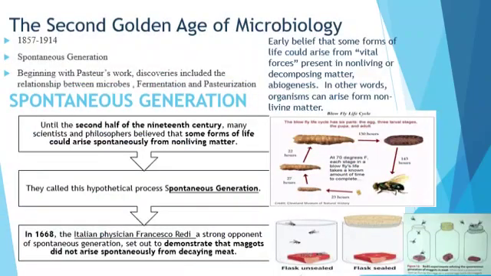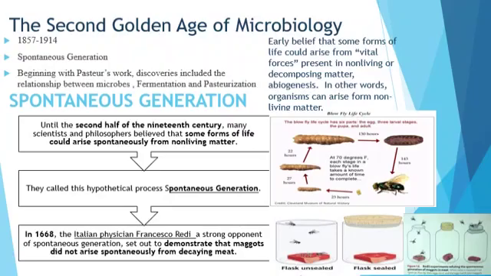Now here we start the second golden age of microbiology, based on the era from 1857 to 1914. In this golden age, there is a vision of a specific phenomenon that is called spontaneous generation. Early believers held that some forms of life could arise from vital forces present in non-living or decomposing matter, abiogenesis. In other words, organisms can arise from non-living matter. This hypothetical process is known as spontaneous generation.